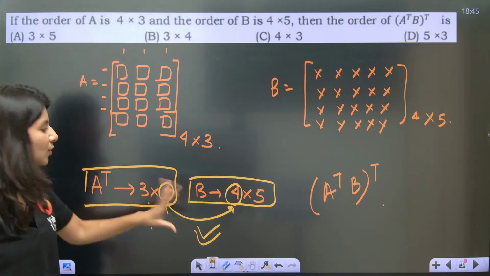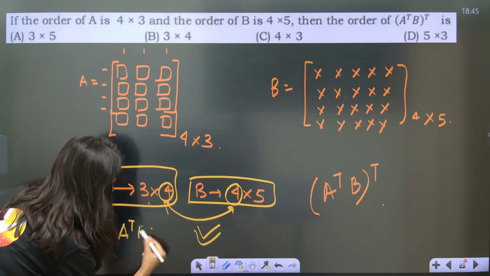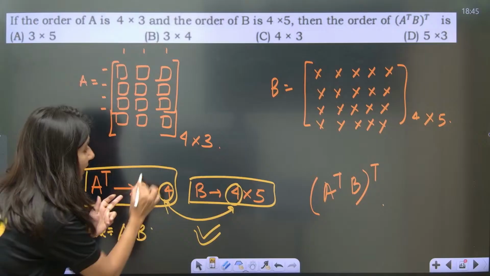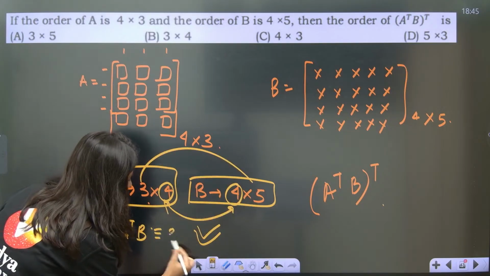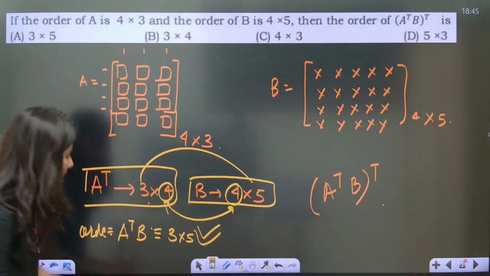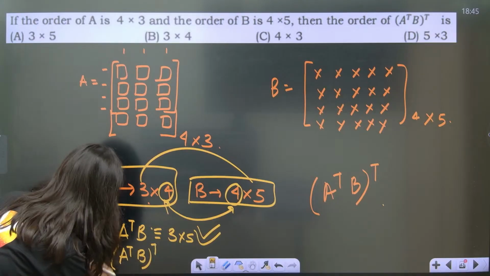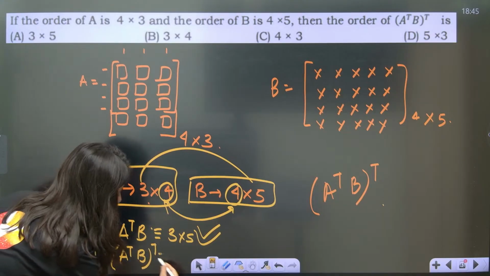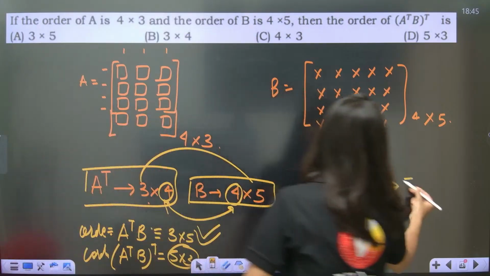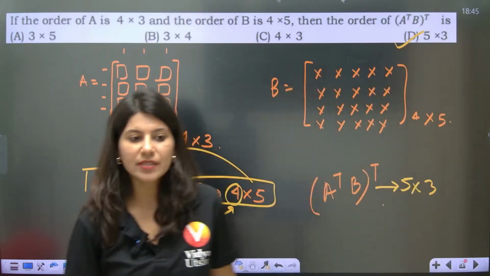So, A transpose into B. But what will be the order of A transpose into B? Can anybody tell me? The order will be 3 cross 5. Now the order of (A transpose B) whole transpose will be what? It is going to be 5 cross 3. So finally the order is 5 cross 3. This is how it is done. Option D, absolutely right.